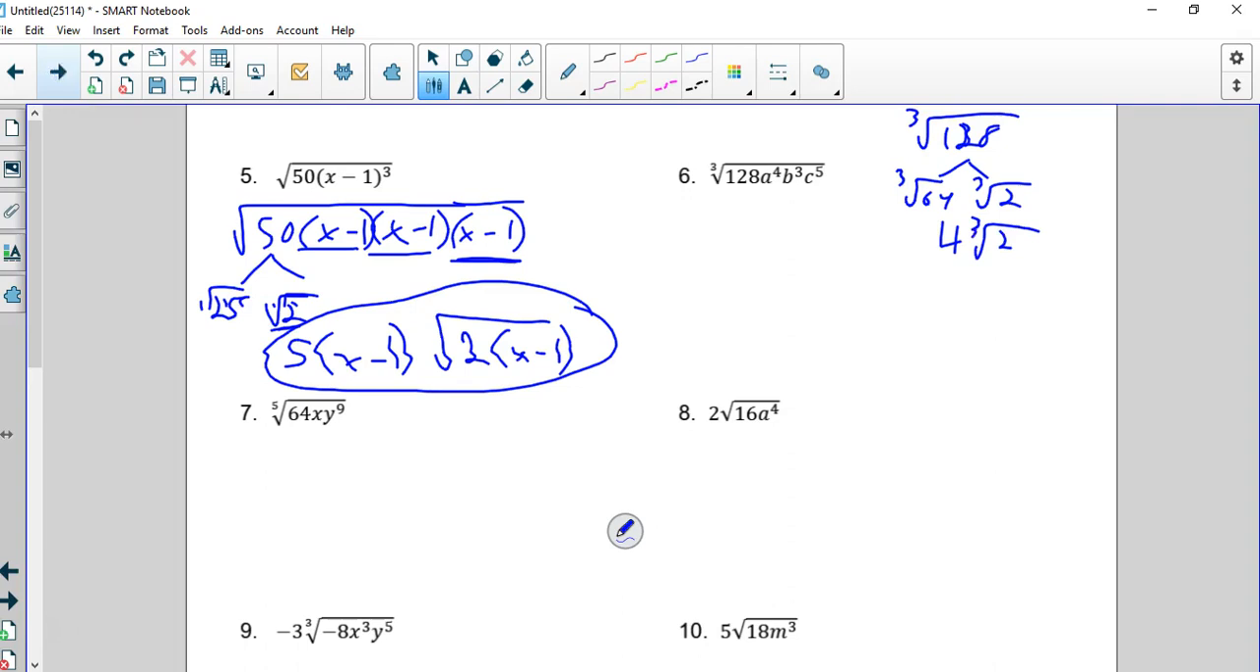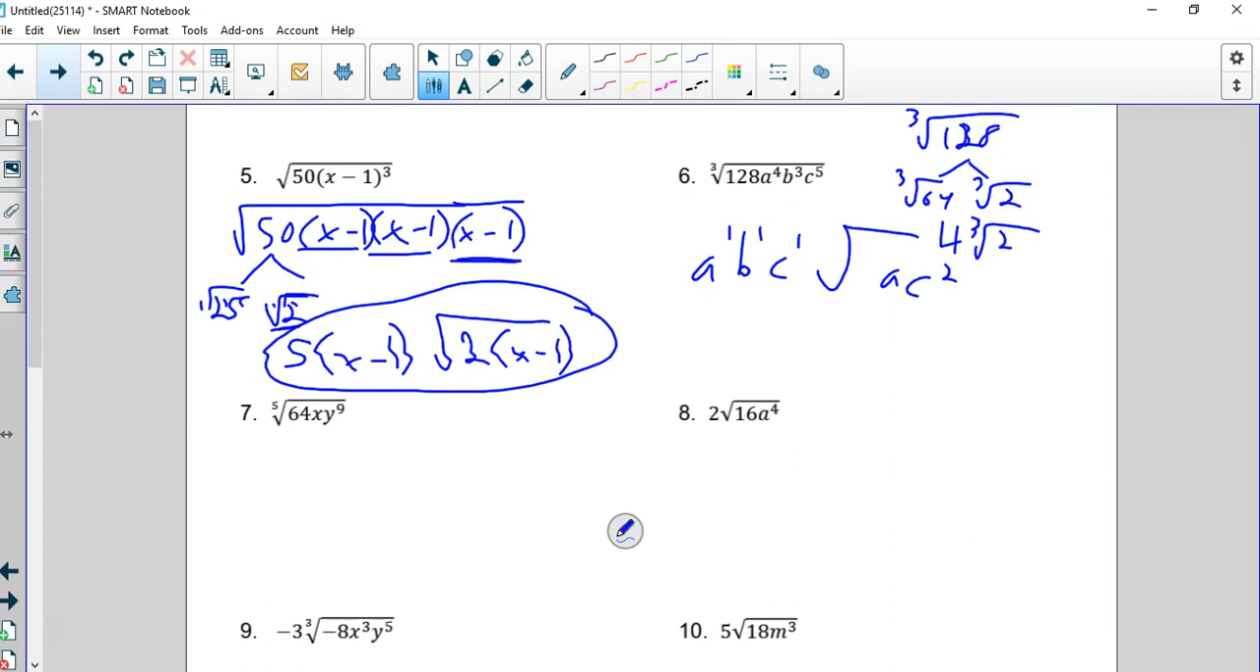That's the number part. Now, the letters. Again, I look at the A's first. 3 goes into 4 one time. How many are left over? An A. 1. B, there's 3 of them. 3 goes into 3 one time. I don't have to put these 1s, it's just for showing you. And C, 3 goes into 5 one time. With how many left over? 2.